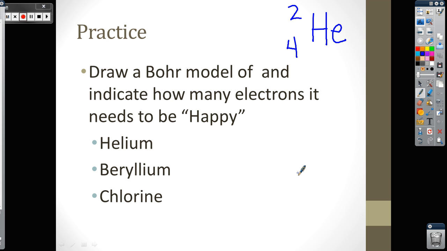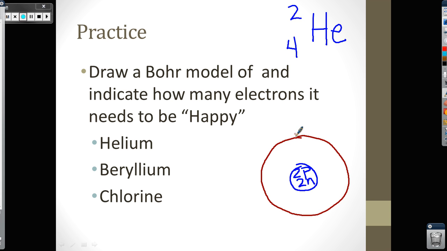So I'm going to start out by drawing the nucleus. Here's my nucleus, and inside my nucleus I have the protons, so I have 2 protons, and I also have 2 neutrons, because my atomic mass minus my atomic number gives me the number of neutrons. So this is inside my nucleus. Now I'm going to draw my electrons. I'll draw them in red here. My electrons are going to be orbiting around the nucleus.